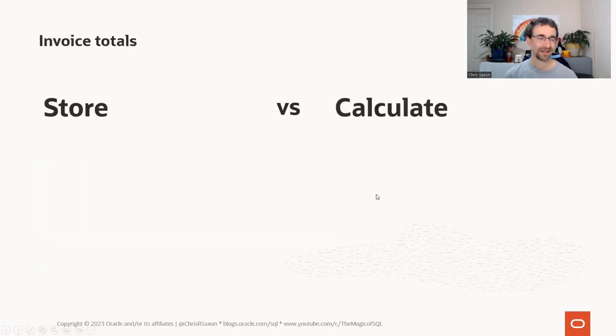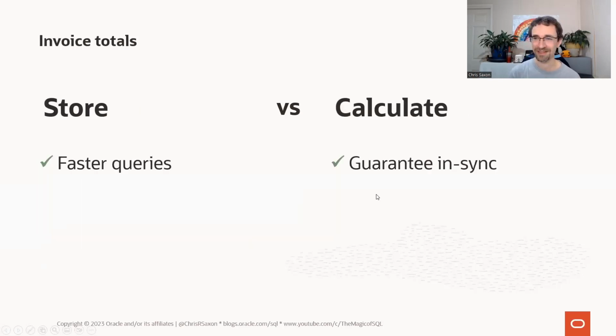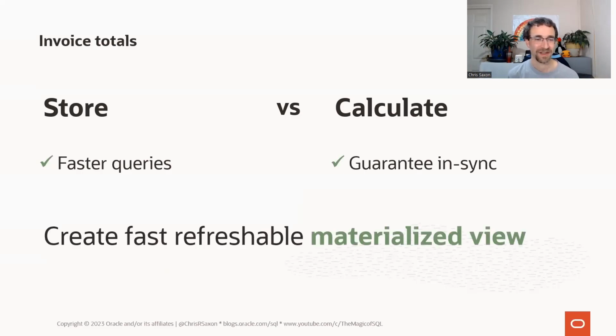Storing versus calculating, as many people said, with storing we get faster queries. We don't need to do the group by and the total. Whereas with calculating, the values are always in sync with whatever the subtotals are, right? So again, the first thing I would look at is creating a fast refreshable materialized view to store the results, and only then start doing this trade-off of storing versus calculating if we can't. There's lots of restrictions, sadly, with fast refreshable materialized views. Only start doing this evaluation if we hit one or the other.